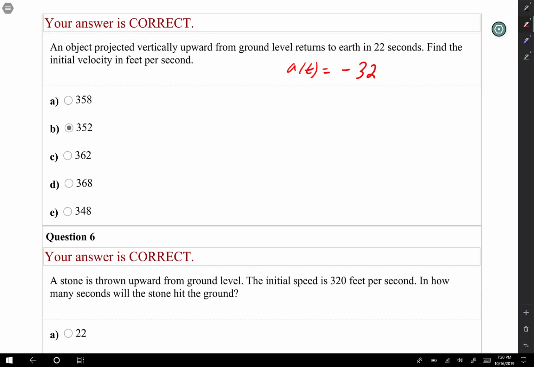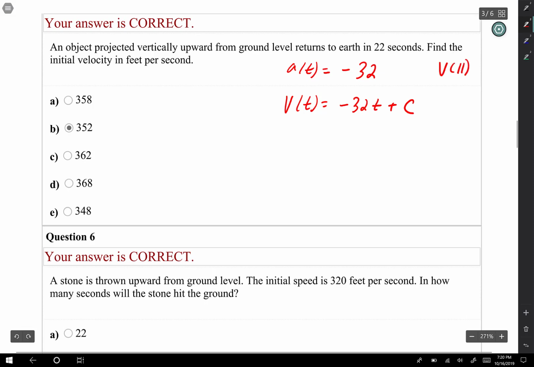So then what I'm going to do is find the velocity equation. So for my velocity equation, I have to do the antiderivative of this, guys. That's something that we need to practice some more with. So my velocity equation is the antiderivative: negative 32t plus c, some constant. And I know that velocity at 11 seconds is 0. And how do I know that? Because it tells me it takes 22 seconds for it to come back to the ground. So at 11 seconds, the velocity is 0 because it takes 11 seconds to reach maximum height, and then another 11 seconds to reach the bottom.